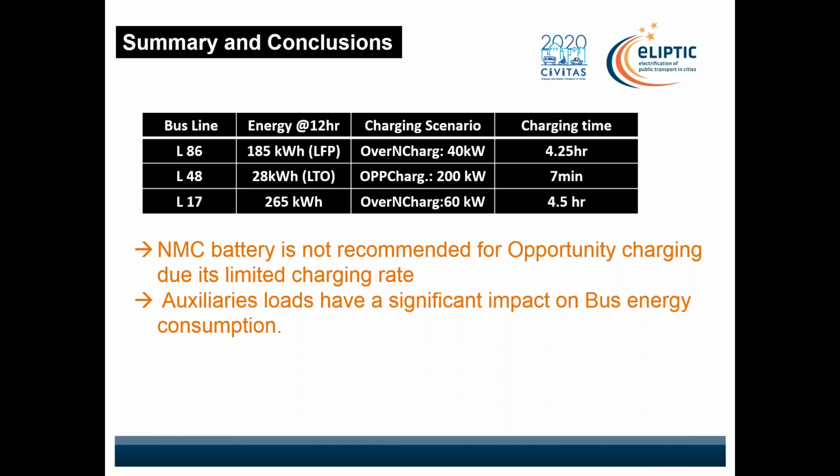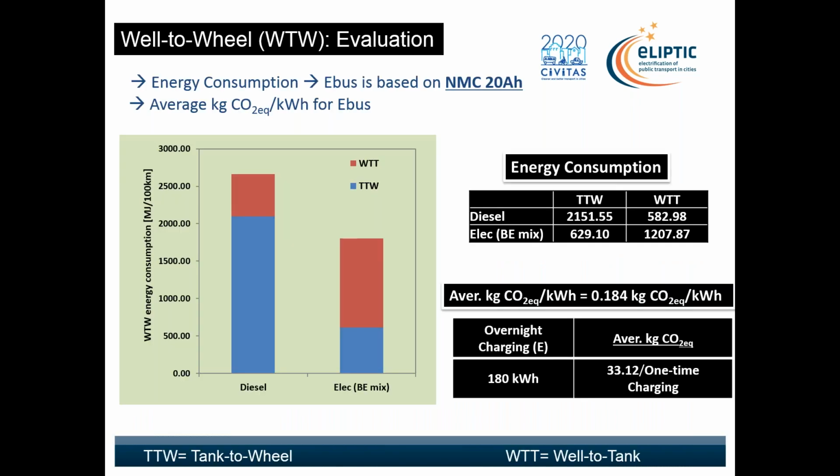Based on our analysis, we found that NMC is not recommended for opportunity charging due to its limits on charging rate. It is recommended to charge NMC at around 1C, so it is not recommended for on-road charging. The auxiliary load has a highly significant impact on bus consumption. We also analyzed the expected CO2 equivalent emissions, tank to wheel and well to wheel, and we come out with this result, as you can see on my screen, that of course the electric bus could improve environmental issues like CO2.